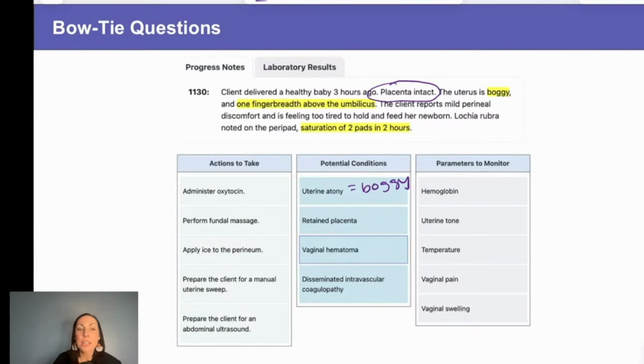So the next one is a vaginal hematoma. What's a hematoma? What would that look like?